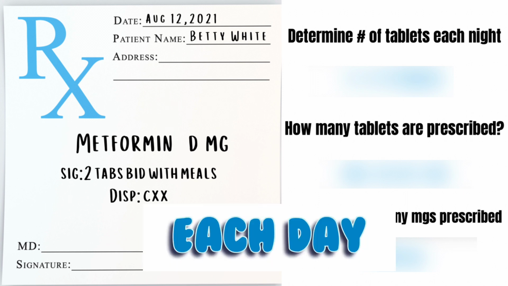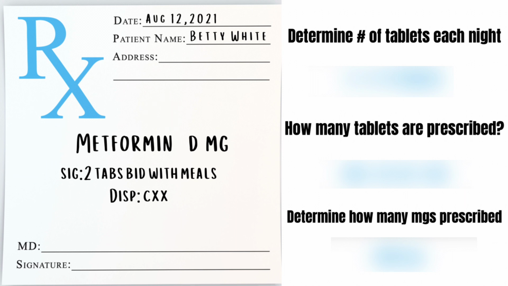So we have to look at the sig, 2 tablets, and then if you didn't know, BID equals 2. So 2 tablets times 2 equals 4. So they'll be taking 4 tablets each night. Another question you may get is how many tablets are prescribed? So that's when you look at the dispense. So the dispense has CXX. So C equals 100 and X equals 10 and X equals 10. So when we add those all together, that will give us 120.